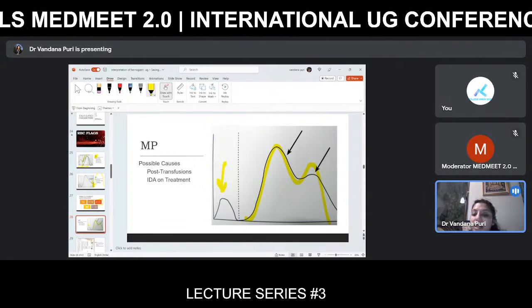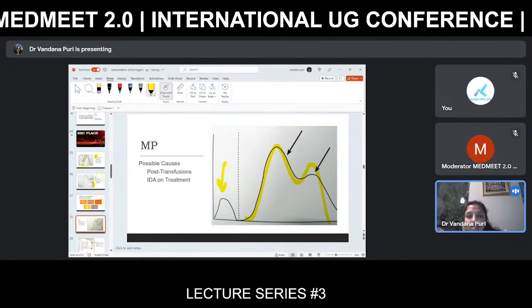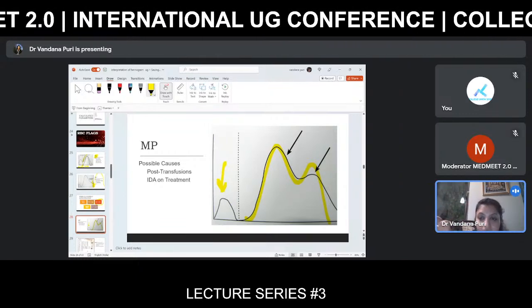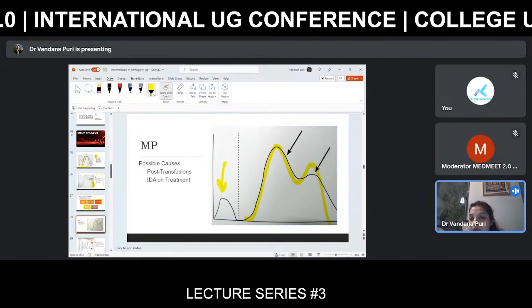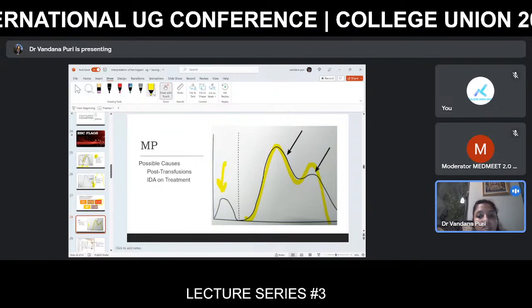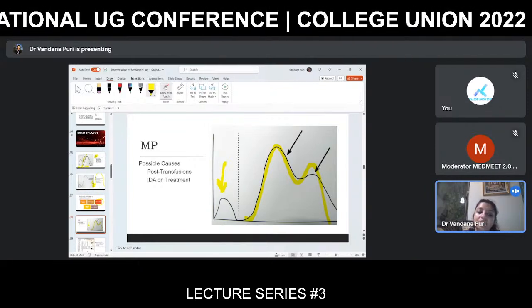That means either we have some microcytic cells and some normocytic cells have started coming. This could be due to post-transfusion, or the patient has IDA, iron deficiency anemia, and has started undergoing treatment. Then also you will get multiple peaks.